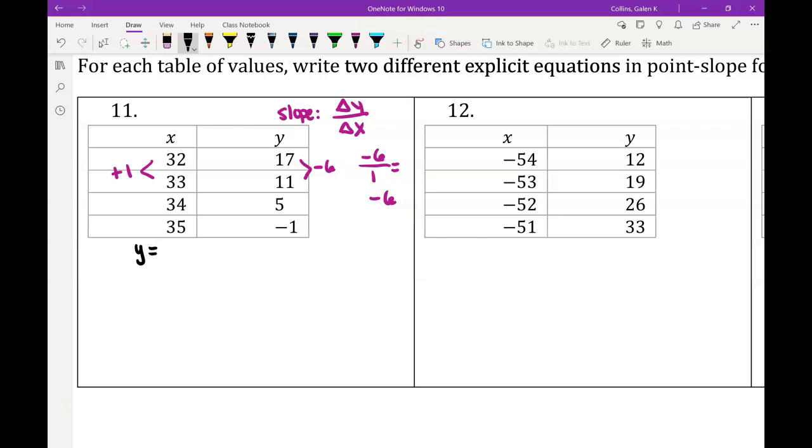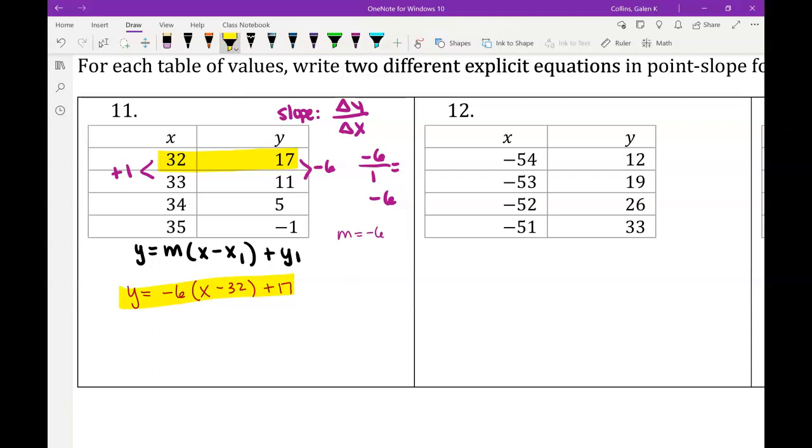I'm going to have y equals m times x minus x sub 1, that's just a particular x value, plus y sub 1, the particular y value that corresponds with that x value. All right, so I've got y equals, each time my slope is -6, so -6 x minus something plus something. Well, it doesn't matter what point we use, but let's just use this first ordered pair. If I use the first ordered pair, that would be x minus 32. And out here I'd have plus 17.